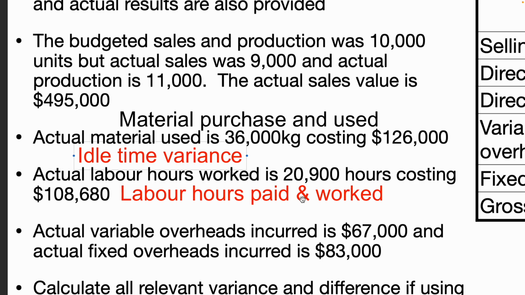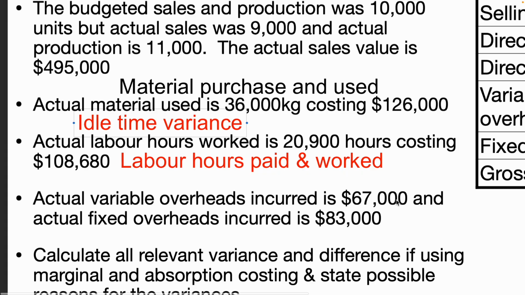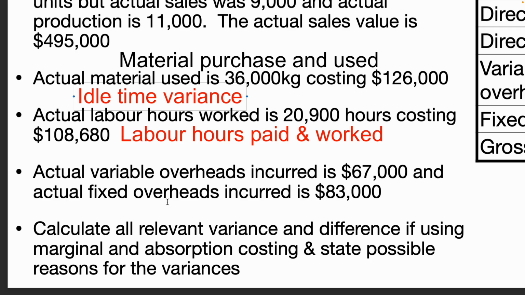Next, you've got actual variable overheads incurred is so much, and actual fixed overhead incurred is so much. So they've given you the actual cost incurred. Calculate all relevant variances and the difference if using marginal and absorption costing. If you're using marginal costing, remember, you use something called marginal costing.